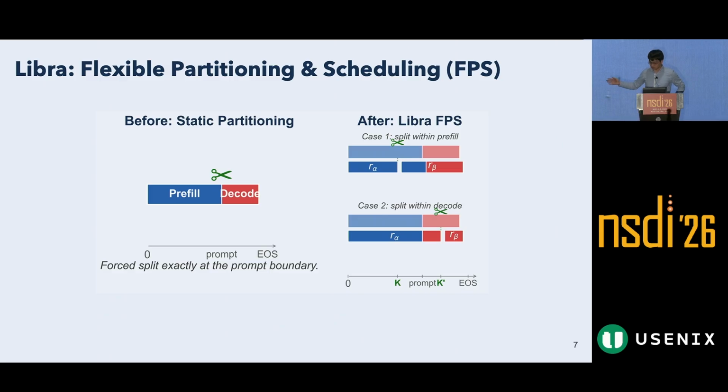As for case two, where it's decode-heavy, we split at the decode. Now R alpha takes all of the prefill plus some decode tokens, and R beta handles the remaining decode. This lets us offload the decode work onto a GPU that would otherwise sit idle after prefill.